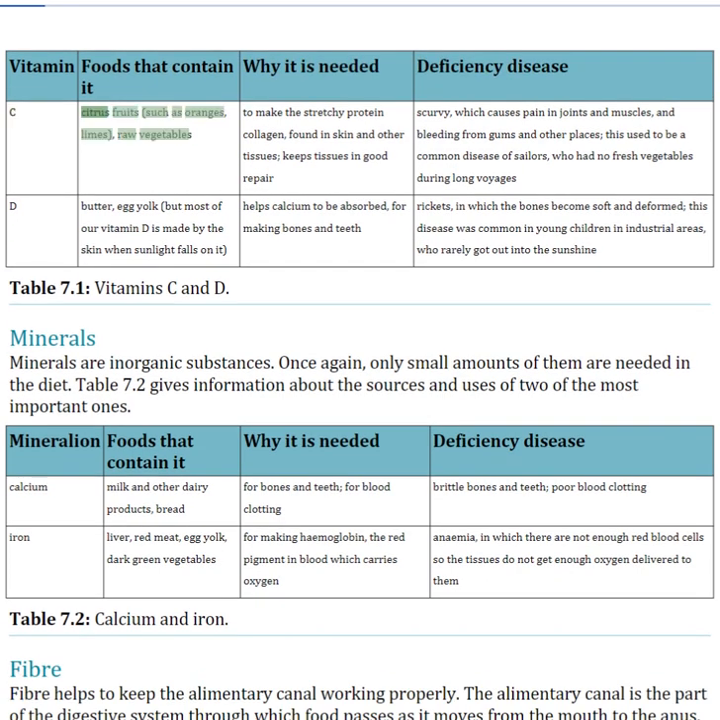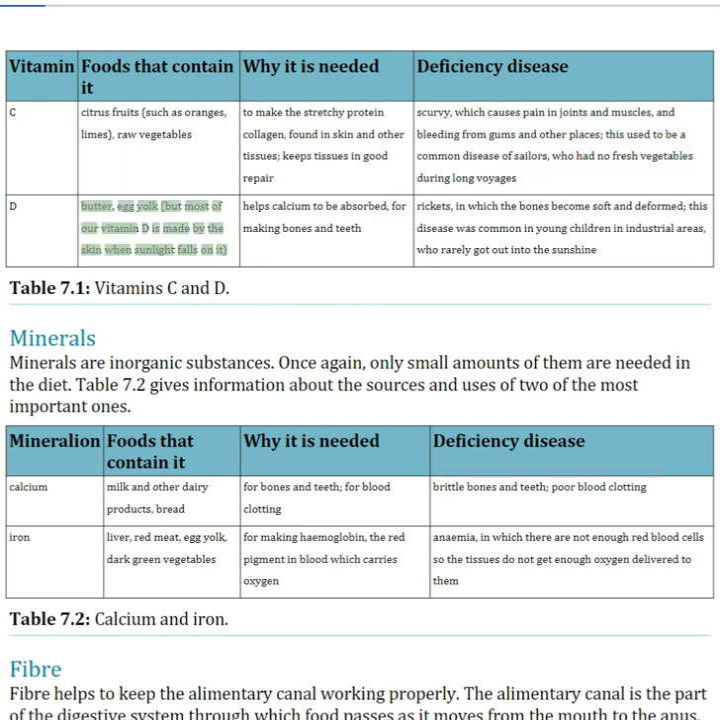C. Citrus fruits, raw vegetables. To make the stretchy protein collagen, found in skin and other tissues, keeps tissues in good repair. Scurvy, which causes pain in joints and muscles, and bleeding from gums and other places. This used to be a common disease of sailors, who had no fresh vegetables during long voyages.